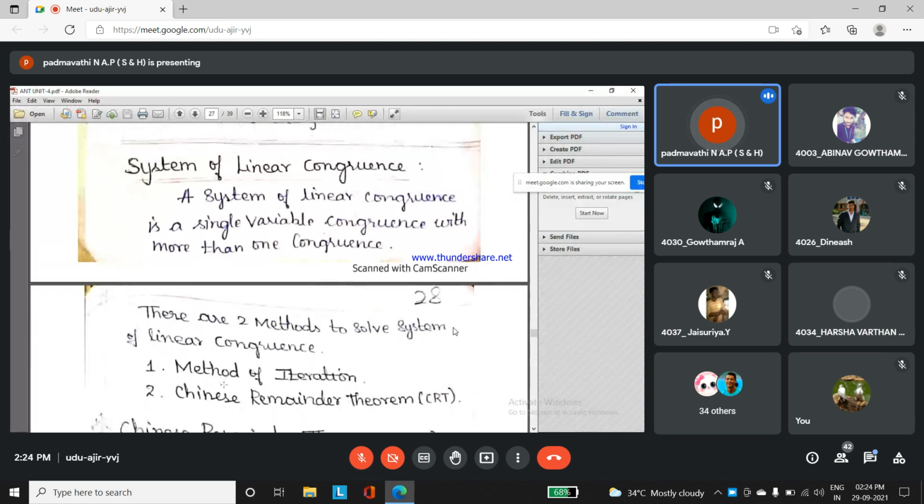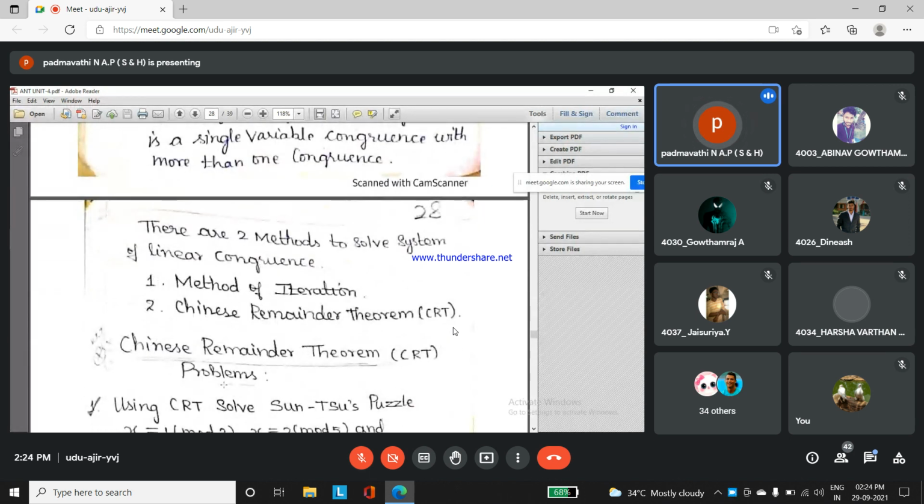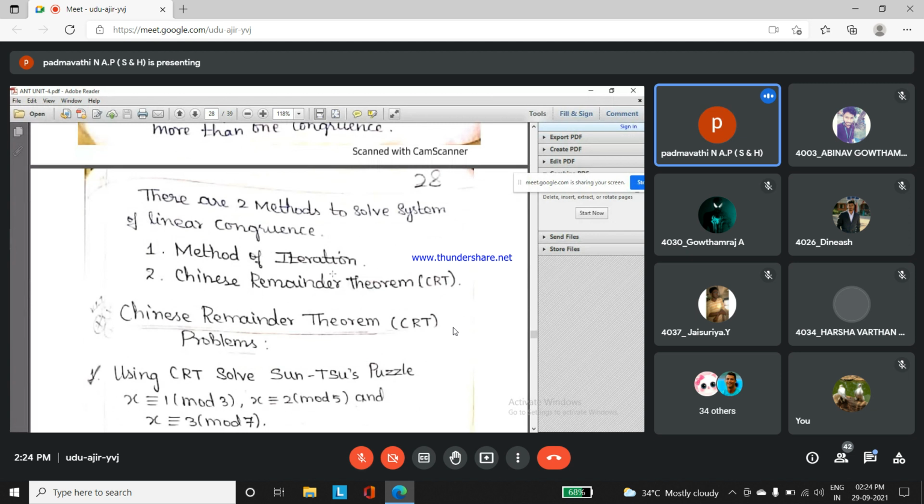First, the method of iteration. Then the second one, the Chinese remainder theorem. The Chinese remainder theorem is very important. Chinese remainder theorem: state and prove it. Now let's see the important theorem.